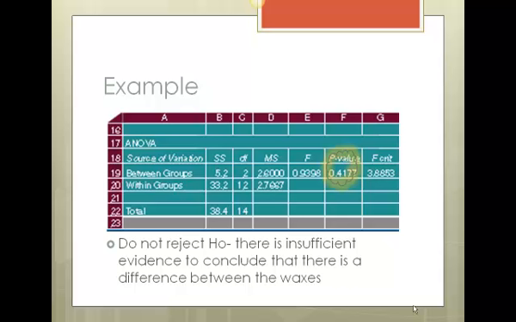And here's the resulting ANOVA analysis that it gives me. All I have to do is look at the p-value. If the p-value is less than 0.05, then I reject H0. Here the p-value is 0.41, which is definitely not less than 0.05, so I do not reject H0. There is insufficient evidence to conclude that there is a difference between the waxes. That's it.